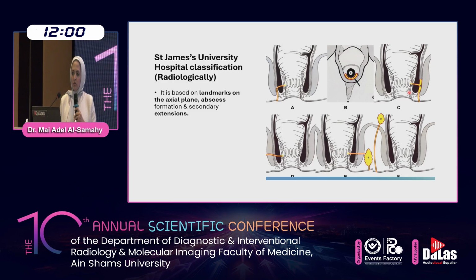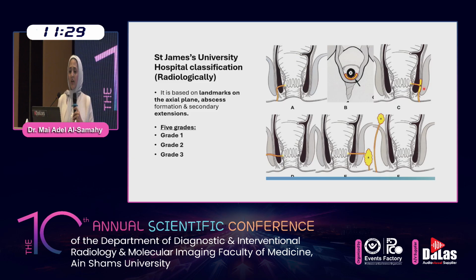Another classification, which is a bit less popular, is the St. James classification. It depends on landmarks on the axial plane, as well as the presence of secondary tracts or abscess formation. It has 5 grades. Grade 1 is a simple linear intersphincteric fistula tract with no abscesses. Grade 2 is an intersphincteric fistula with an abscess formation, like here, or a secondary tract. It might not be an abscess, it might be a secondary branch or tract.